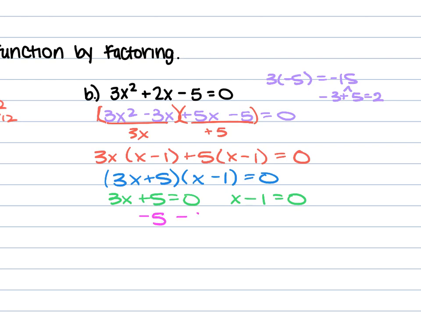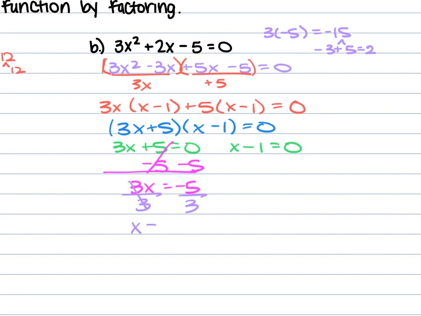Move the 5 over, subtract it from each side. We have 3x is equal to negative 5. Then divide each side by 3. So x is equal to negative 5 over 3. For the x minus 1, we're going to add the 1 to both sides and get that x is equal to positive 1 as well.